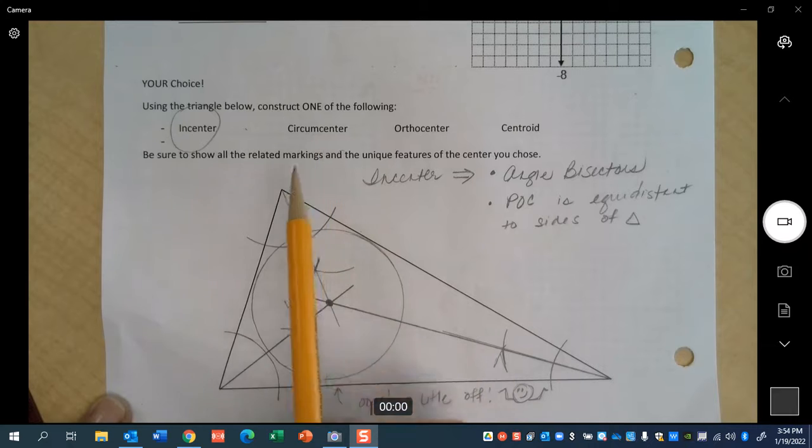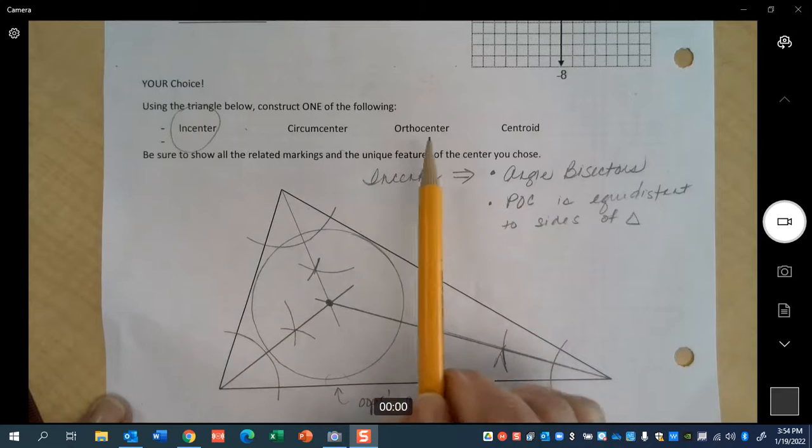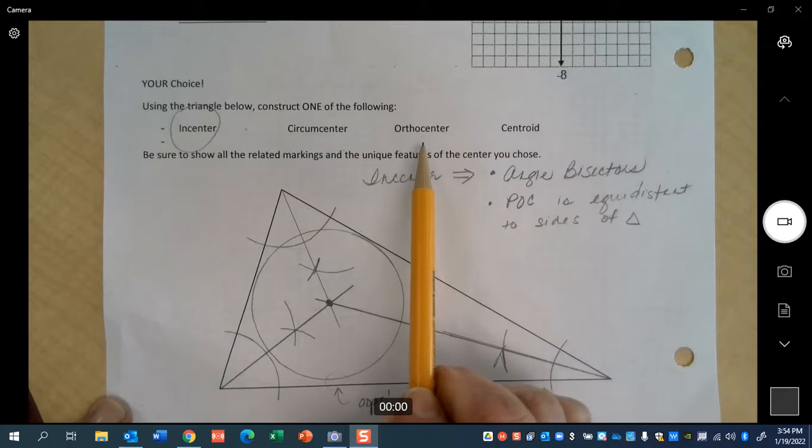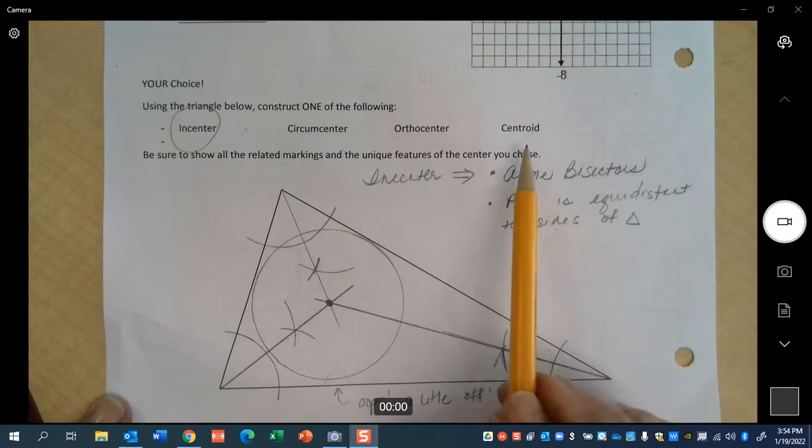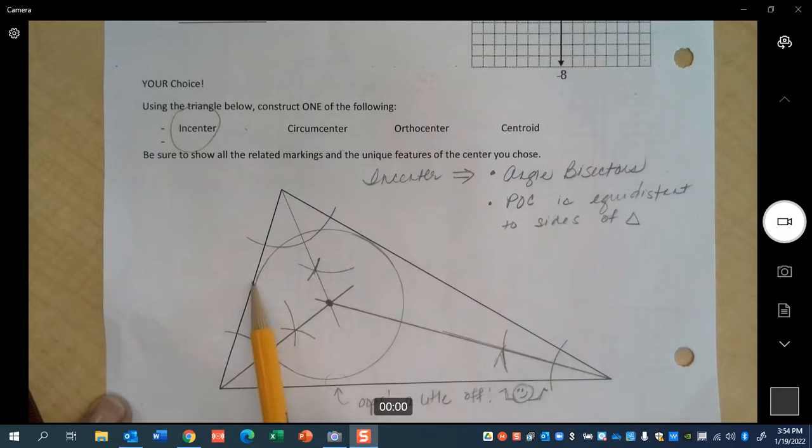If you did the circumcenter, you found the perpendicular bisector. If you found the orthocenter, you found the altitudes. And your centroid would be if you found your midpoints and then connected them to the opposite vertex. All right, so that's it for homework.